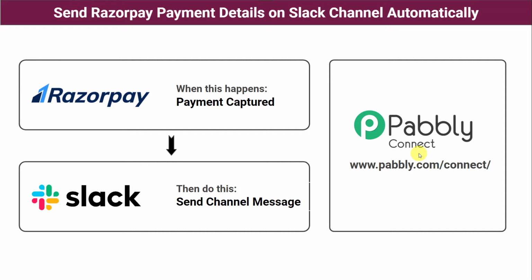So first we have to create an integration between Razorpay and Pabbly Connect. Then Pabbly Connect is going to capture all the details of the payment whenever the payment is made, the details of the payment as well as the details of the customers. And using those details, automatically a message will be sent on the Slack channel that a payment has been received. And in this way, we are going to create an integration between Razorpay and Slack using Pabbly Connect. So let us learn the integration process now.